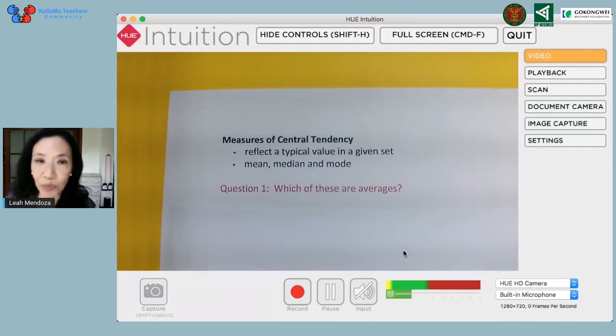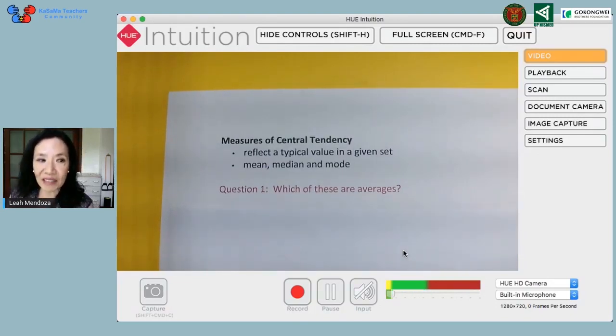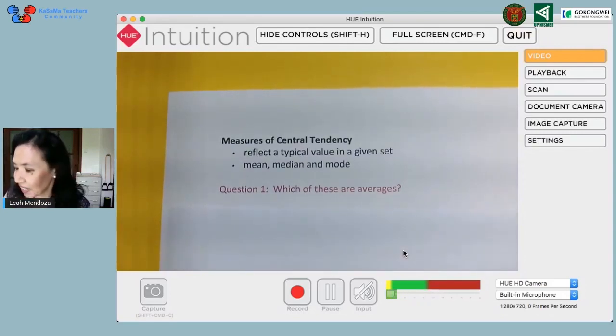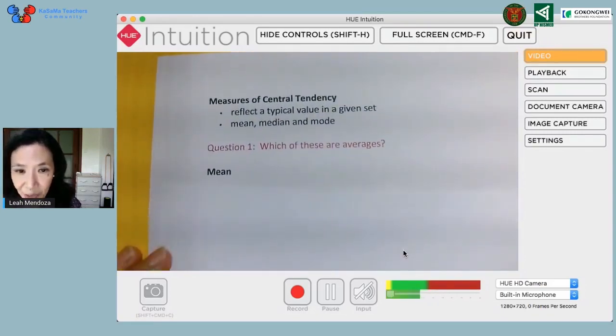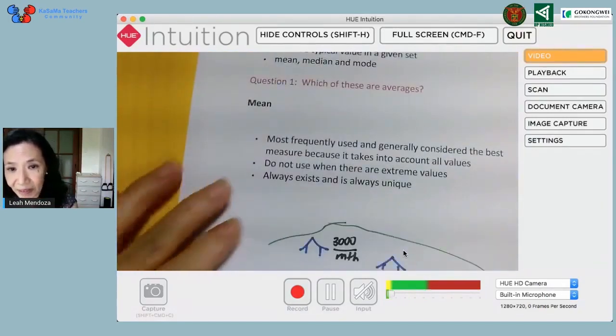It is just that we have gotten so used to thinking of the mean. When we say, oh, get the average of the weights of the students in this class, right away what comes to mind is get the mean. But actually all of these are averages. Okay, next. So let's start with the first, the mean.